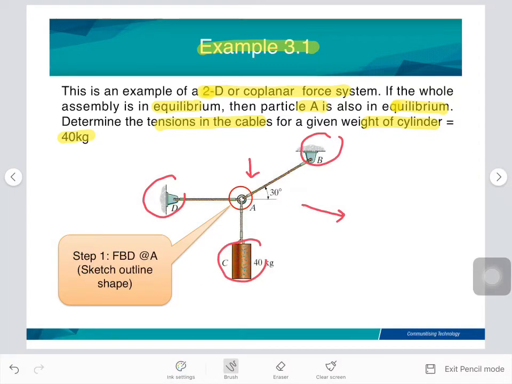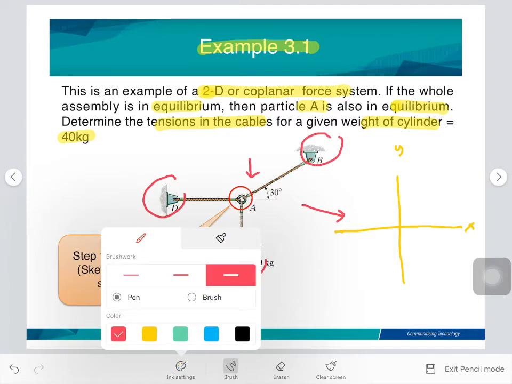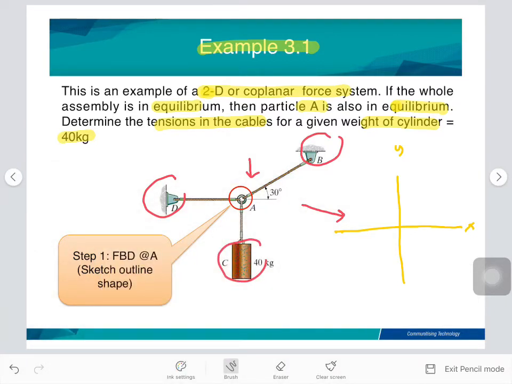So for coplanar, it means that we only have 2 axes. So here we have X and we have Y. Then we need to sketch what is the tension in the cable. So this is cable TB. So here TB, T or F can be. Alright. So here we sketch the TB. So this is TB.